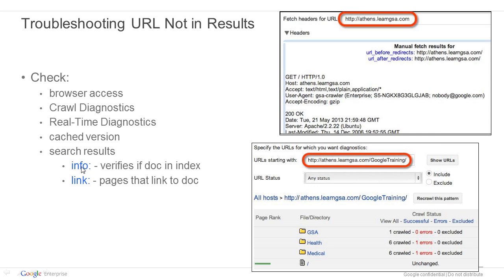Finally, you can use search operators if you don't have access to the admin console. The info operator shows you whether the URL is in the index. The link operator shows you which pages link to that URL.